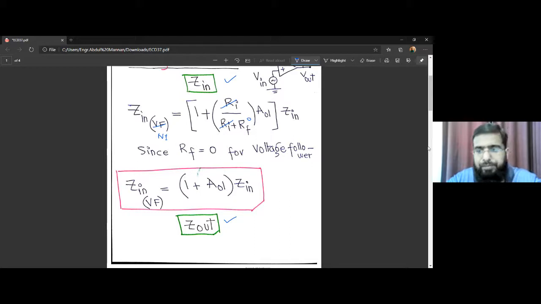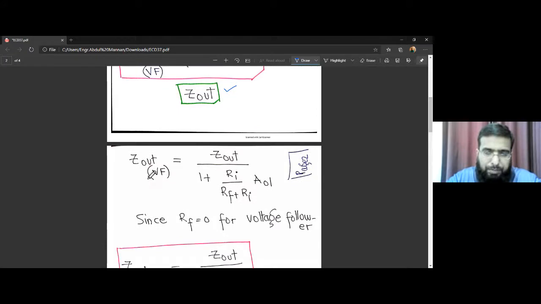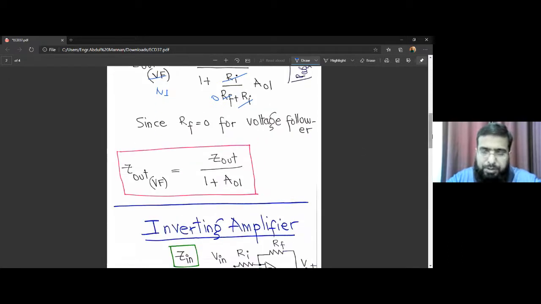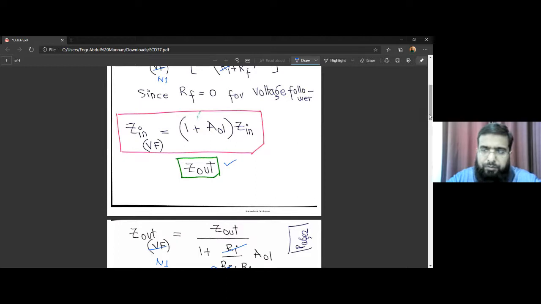Right, let's move on to the Z-out. The Z-out for a non-inverting amplifier we studied in the last lecture was this. But you know that RF is 0, so replacing RF with a 0, we are left with Ri over Ri. So Ri over Ri gives us a 1. So the expression is this, right? This is very simple. If we know the expressions for Z-in and Z-out for a non-inverting amplifier, we can straight away compute the expressions for Z-in and Z-out for this voltage follower circuit.